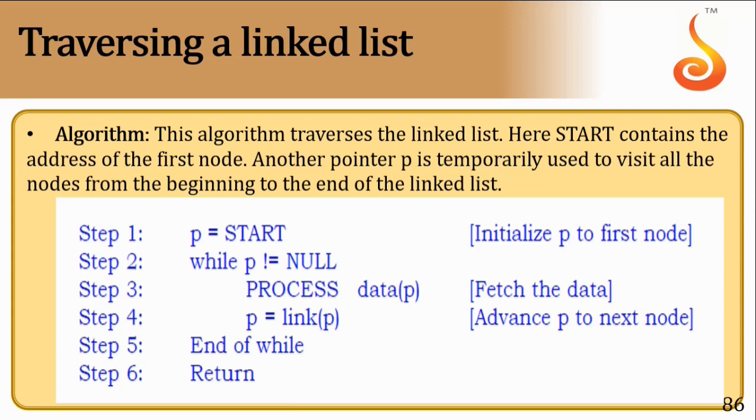How do I process data? First you take P arrow info, which would get you the data, and then P is equal to link of P. Link of P would be pointing to the next node. Like this you go on doing it until the last node is encountered.